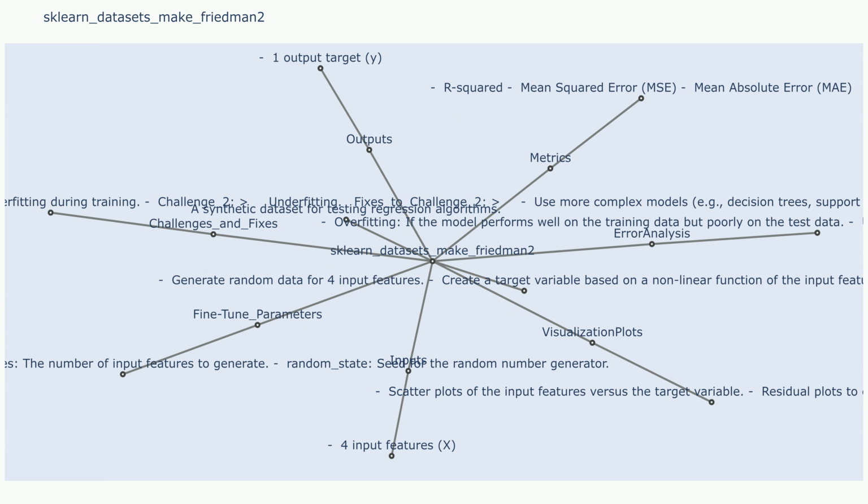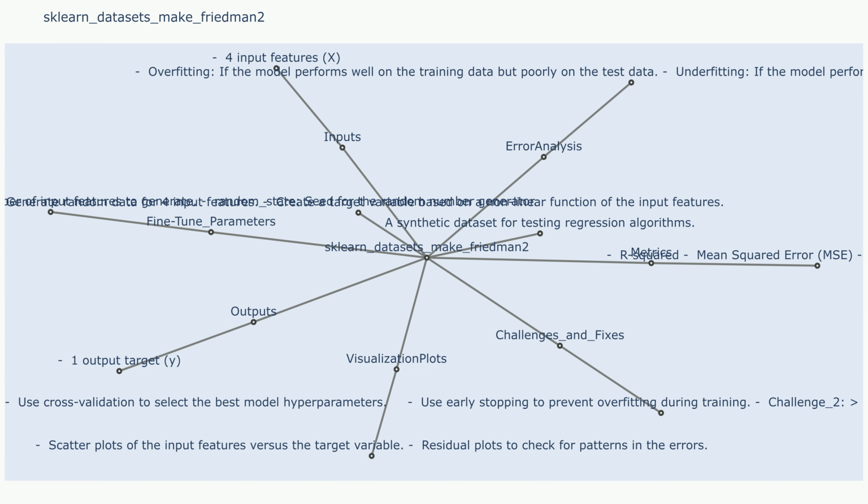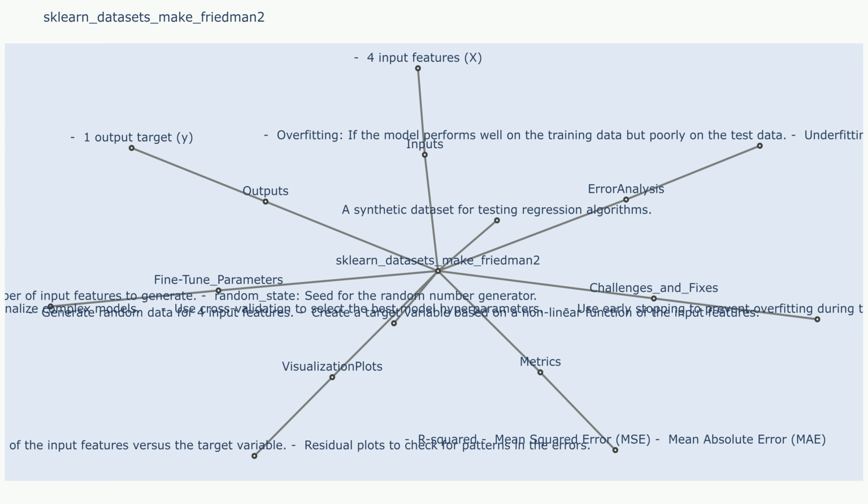Uncertainty methods. Bootstrap aggregating, or bagging. This method can be used to estimate the uncertainty in the model's predictions. It involves creating multiple models using random subsets of the data and averaging their predictions. Bayesian inference. This method can be used to estimate the posterior distribution of the model parameters, providing information about the uncertainty in the model's predictions.